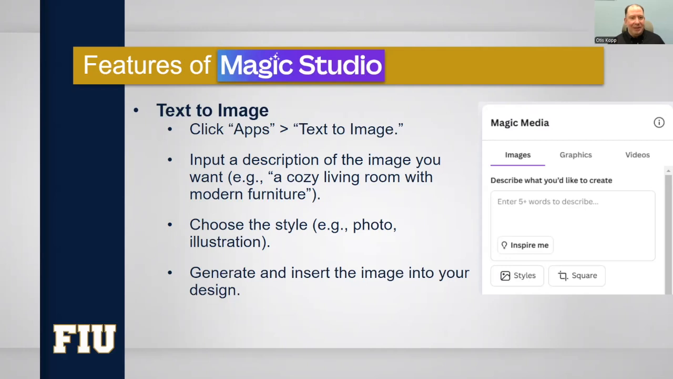But for the text to image, the way that you would use it is you would go to Apps, then you would select text to image. You would input a description of the image you want. For example, let's say a cozy living room with modern furniture. You would then choose a style, such as a photo or an illustration, and you can even generate a short video clip. Then you would click Generate, and Canva will create that image or video clip for you.